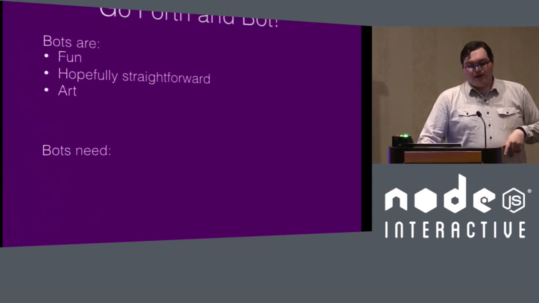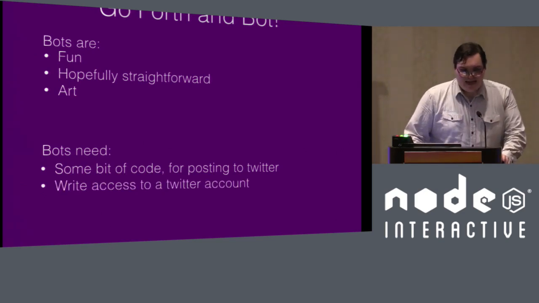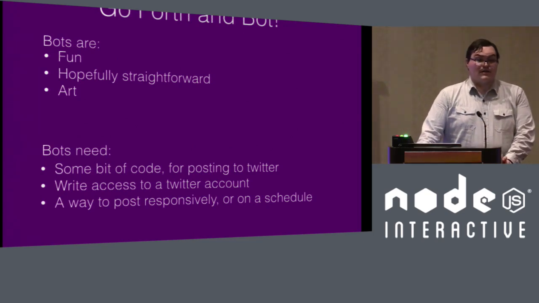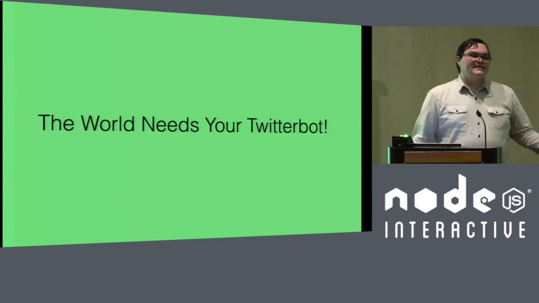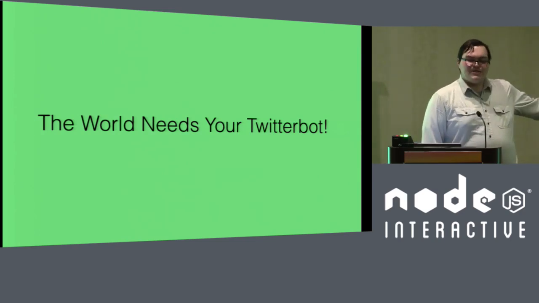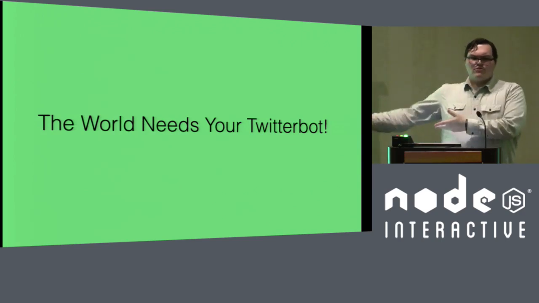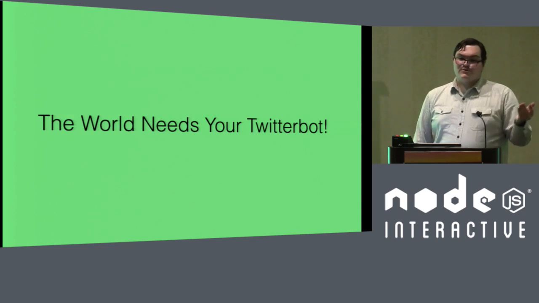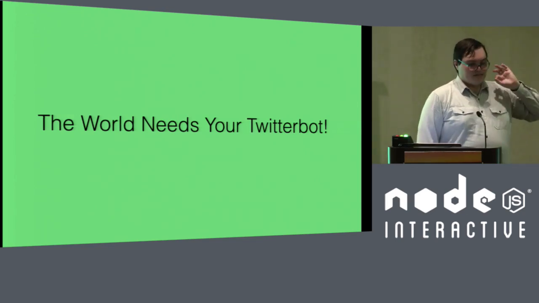As a reminder, bots need a bit of code for posting to Twitter, write access to a Twitter account, and a way to post responsively or on a schedule. I will also say that the world needs your Twitter bot. This is an adaptation of the NaNoWriMo, National Novel Writing Month, motto: the world needs your novel. The world needs your Twitter bot. There are ideas in this room that no one has ever thought of for doing things with Twitter. Please do them. Anything that we can do to enrich the ecosystem is amazing.